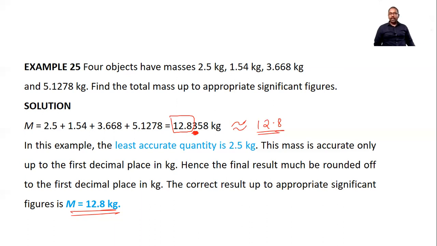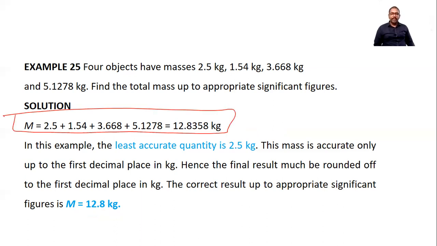So listen, during addition and subtraction, you have to remember the least accurate quantity. Then in that quantity, we see how many numbers there are after the decimal point. That many numbers only we have to maintain in the final answer, by using the rules of rounding off.